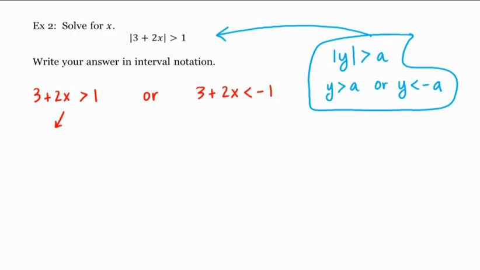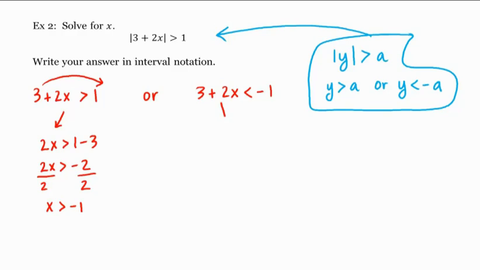So let's start with this first inequality here. We'll bring the 3 to the right, or subtract 3 on both sides, which gives us 2x is greater than 1 minus 3, or 2x is greater than -2. And now dividing both sides by 2, we get x is greater than -1.